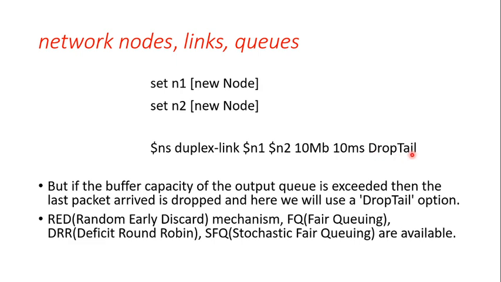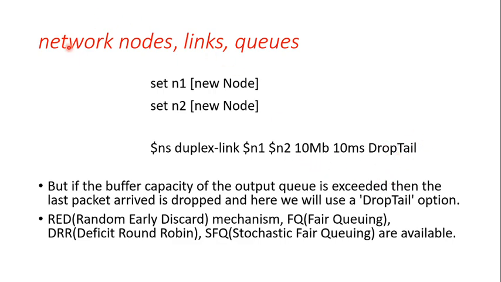Drop tail option. And there are a few other options such as RED, the well-known random early discard mechanism, FQ, fair queuing, DRR, the deficit round robin mechanism, and SFQ, stochastic fair queuing. So like that we have multiple other options as well. Whereas in this statement we are using drop tail, which drops the last packet that arrived at the tail end.